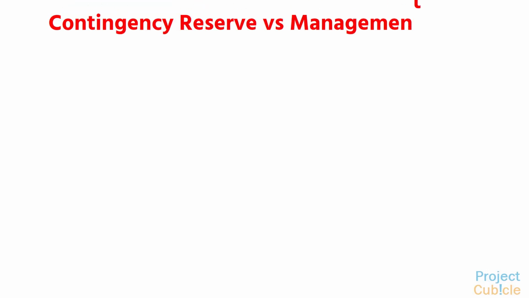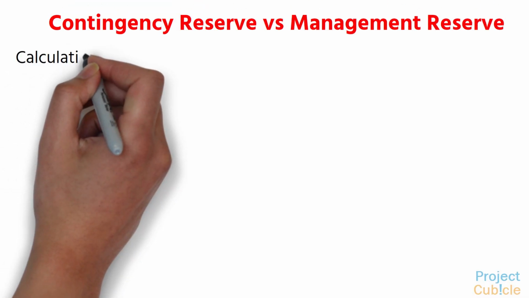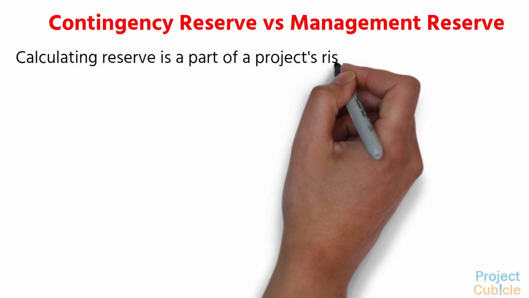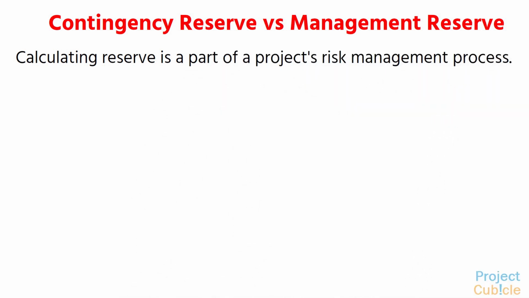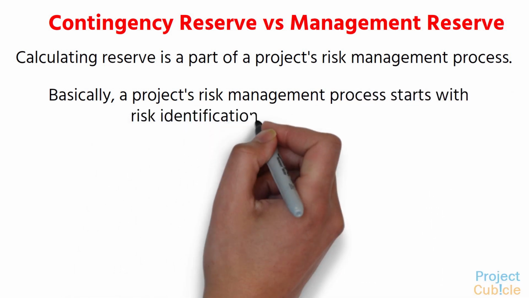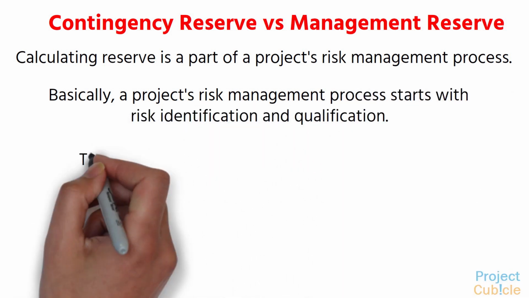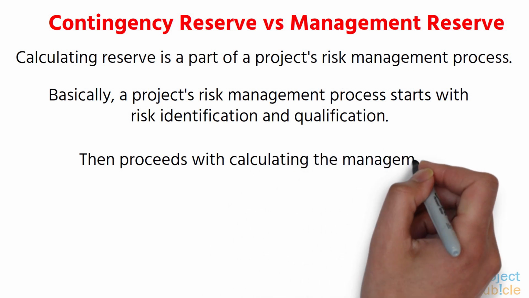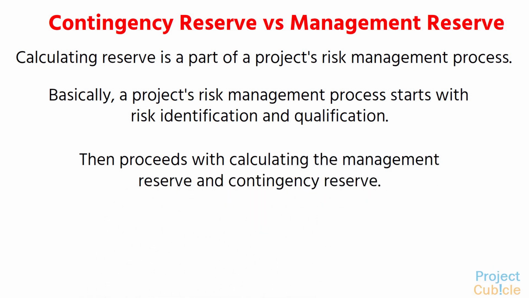Contingency reserve versus management reserve. Calculating reserve is a part of a project's risk management process. Basically, a project's risk management process starts with risk identification and qualification, then proceeds with calculating the management reserve and contingency reserve.